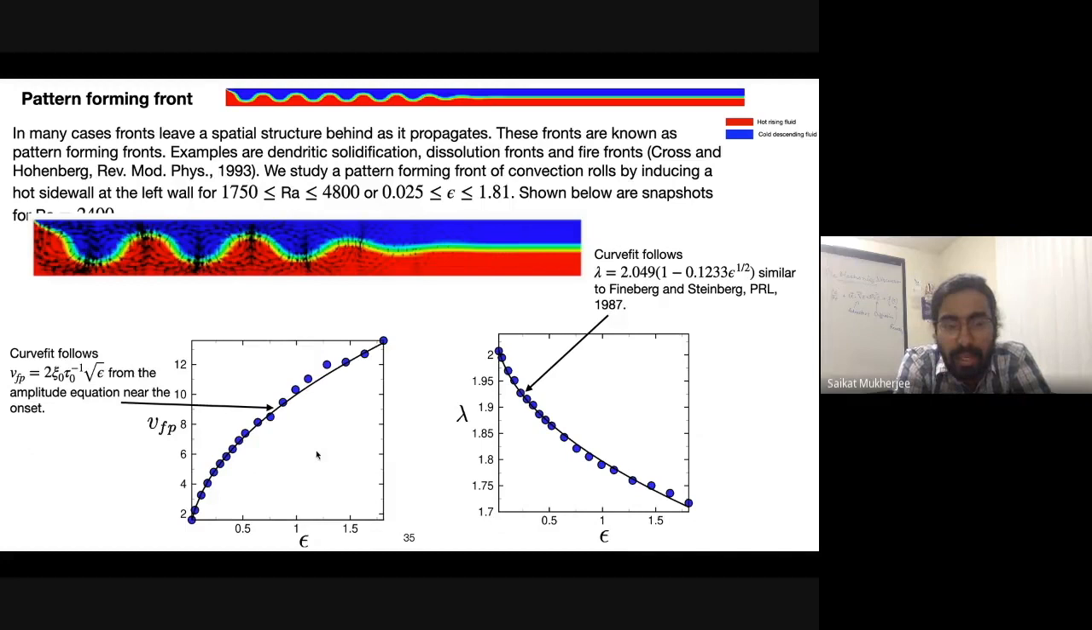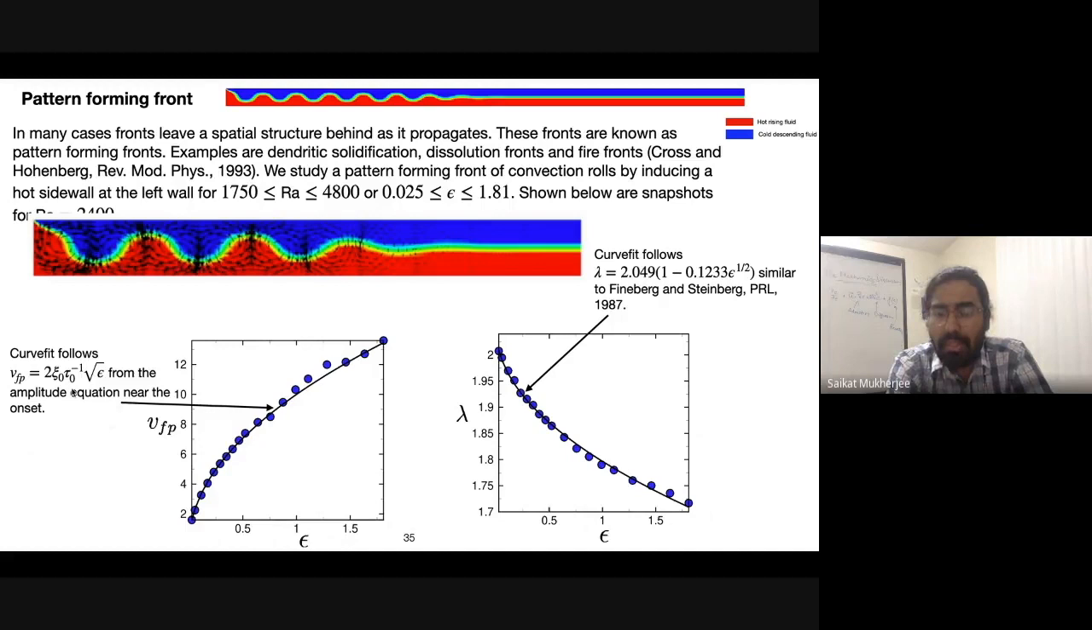Now for the front velocity, we studied this for larger values of reduced Rayleigh number than have been studied yet in the literature. We used a relatively large value of Rayleigh number, beyond which, if you increase the Rayleigh number, the entire layer becomes convectively unstable. The velocity of this front can be quantified using this relation here, which is derived from the amplitude equation from physics principles.